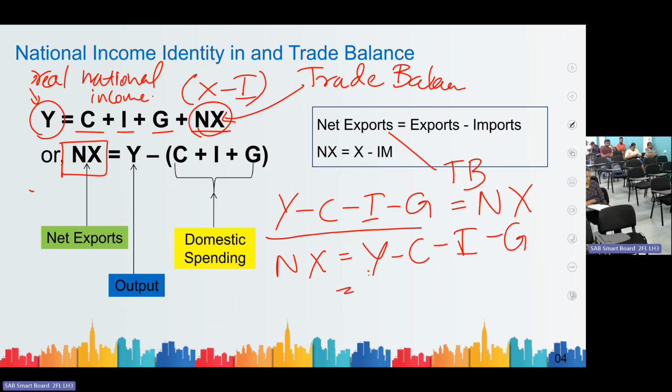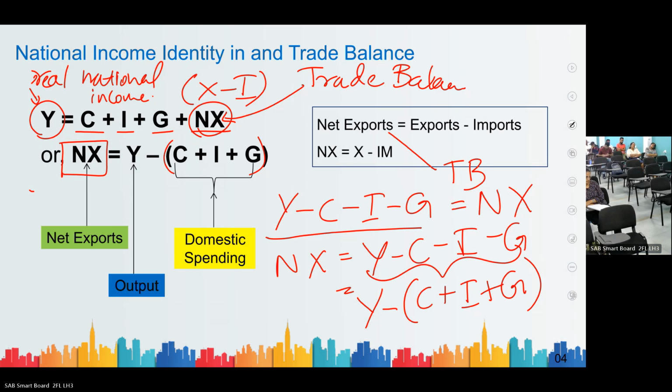So the same thing here, I can rewrite it as Y minus, I open the bracket and I put C plus I plus G within the brackets. So that is what I have written here. NX equals Y minus open bracket C plus I plus G close the bracket. NX is net exports. Y is the output or the real national income. Real means it's about physical output. Real in the sense we have removed the inflationary effects, so it's simply about the output.